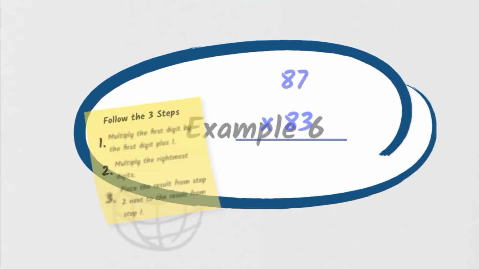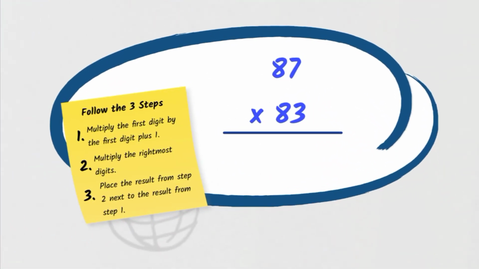Example number 6. 83 times 87. Step 1, multiply the leftmost digit by the digit plus 1. So this will become 9. And 8 times 9 is equal to 72. And multiply the rightmost digits for your step 2. 3 times 7 is equal to 21. So 83 times 87 is equal to 7,221.